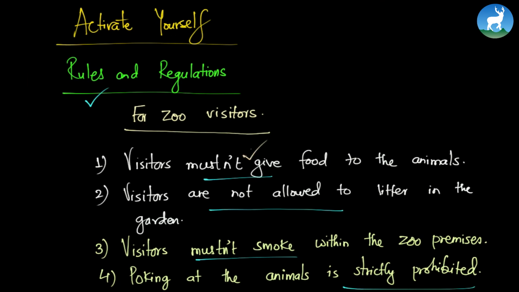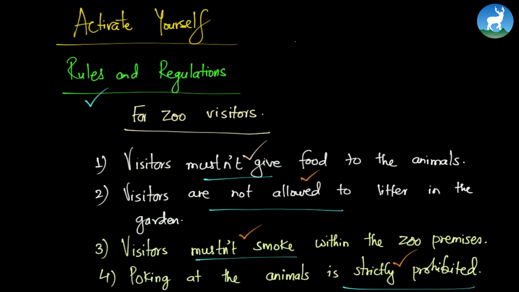The first one is mustn't do. The second one is not allowed to. The third one is mustn't smoke. Mustn't plus verb 1. And finally, the last one is strictly prohibited. So these are some of the ways in which you can make and write rules and regulations.